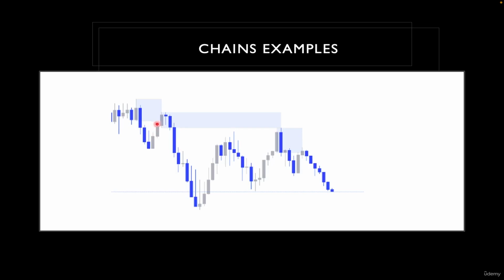So chains, remember, are just where orders are stacked. So as you can see here, we have this order block or supply zone. Break to the downside. We come back up, we respect it, and then break to the downside again. That creates a connection or a chain. And as you can see here, there's three touch points, three order blocks within this chain.